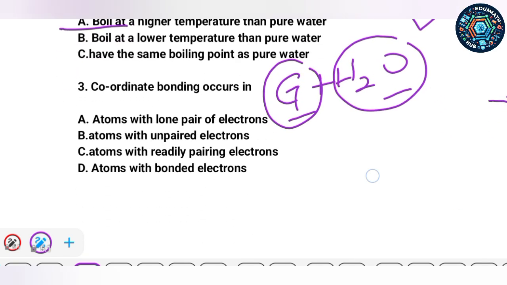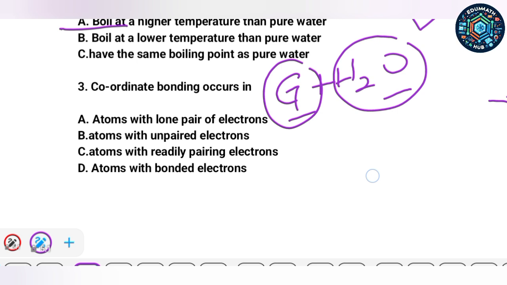Coordinate bonding occurs in dash. Now, coordinate bonding is a kind of bond that occurs when an atom donates a lone pair of electrons to form a bond. So this kind of bonding will occur when you have a particular atom donating a lone pair. A lone pair just means a set of electrons that is not used in bonding. Let me give you an example.